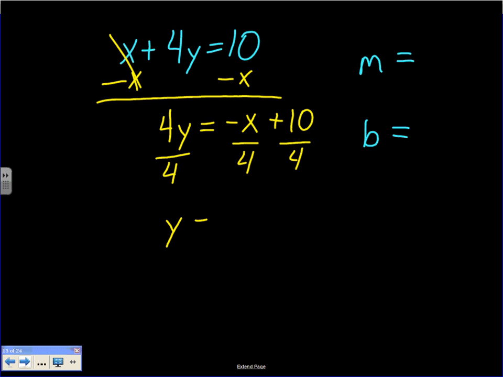We divide everything by 4. So y is equal to negative 1/4, move the x off to the right side, and plus 10/4. 10/4, 2 goes into both of those numbers. 2 goes into 10 5 times, and 2 goes into 4 twice. So here's your slope-intercept form of the equation. The slope, negative 1/4. The y-intercept, 5/2.